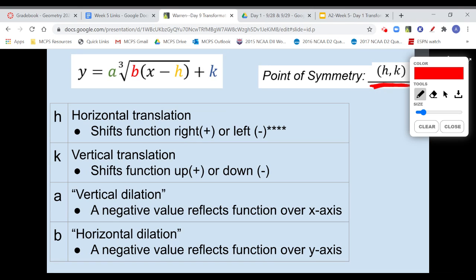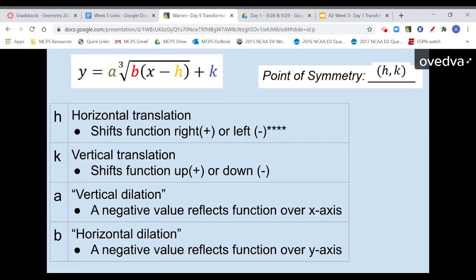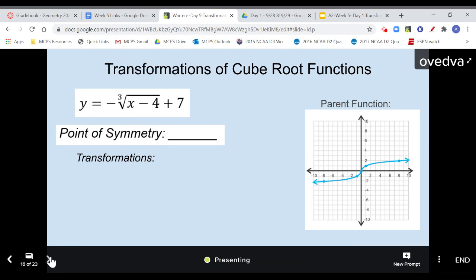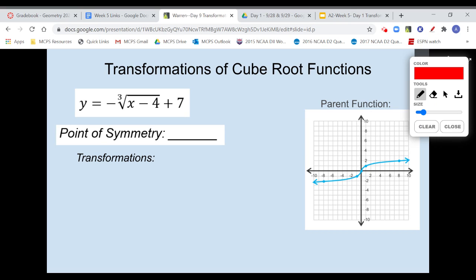So literally you get everything the same way. You just don't have an endpoint. You have something called a point of symmetry, but it all acts the same way. So when I go to look at this transformation, first I'm going to find the point of symmetry, and I'm going to do that the same way I used to find the endpoint.